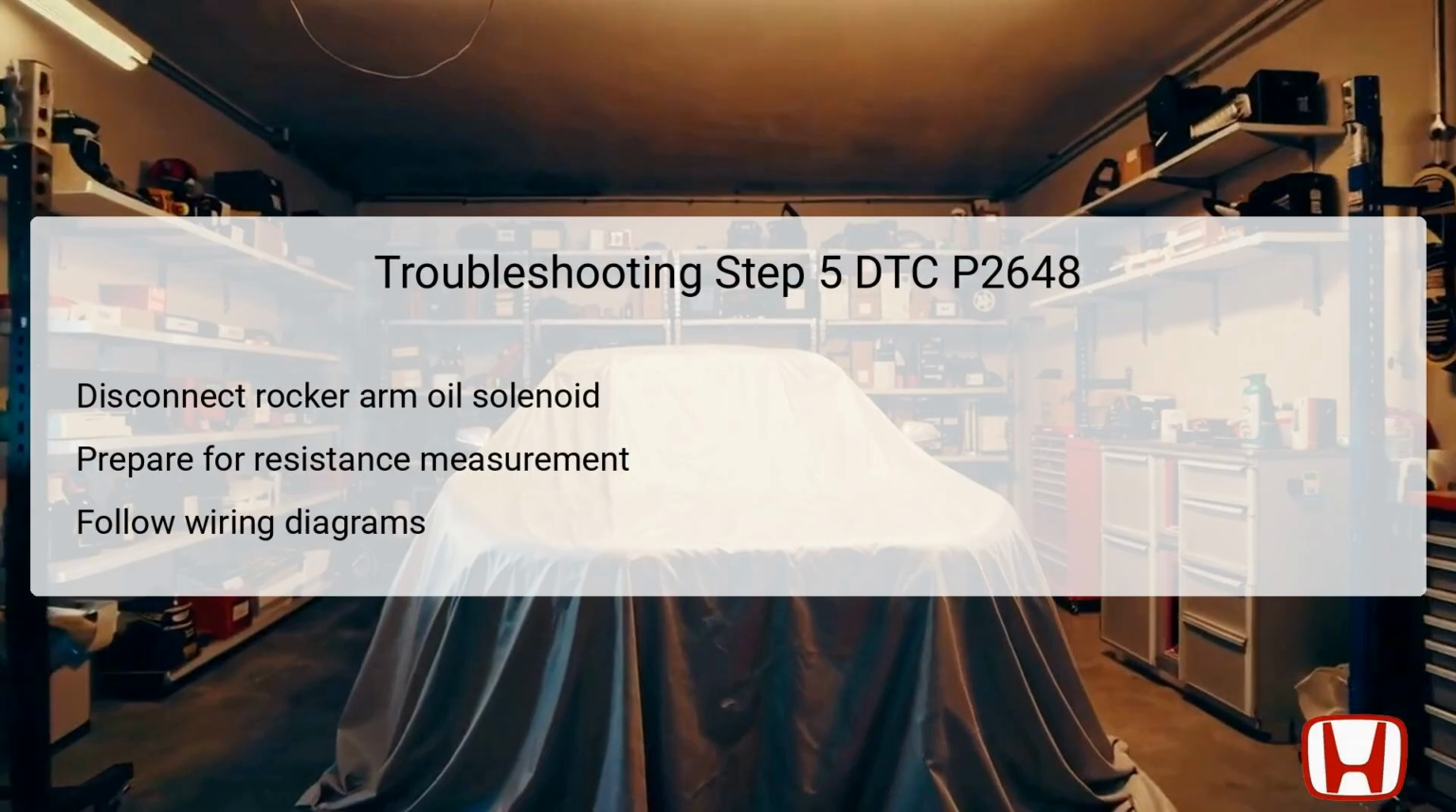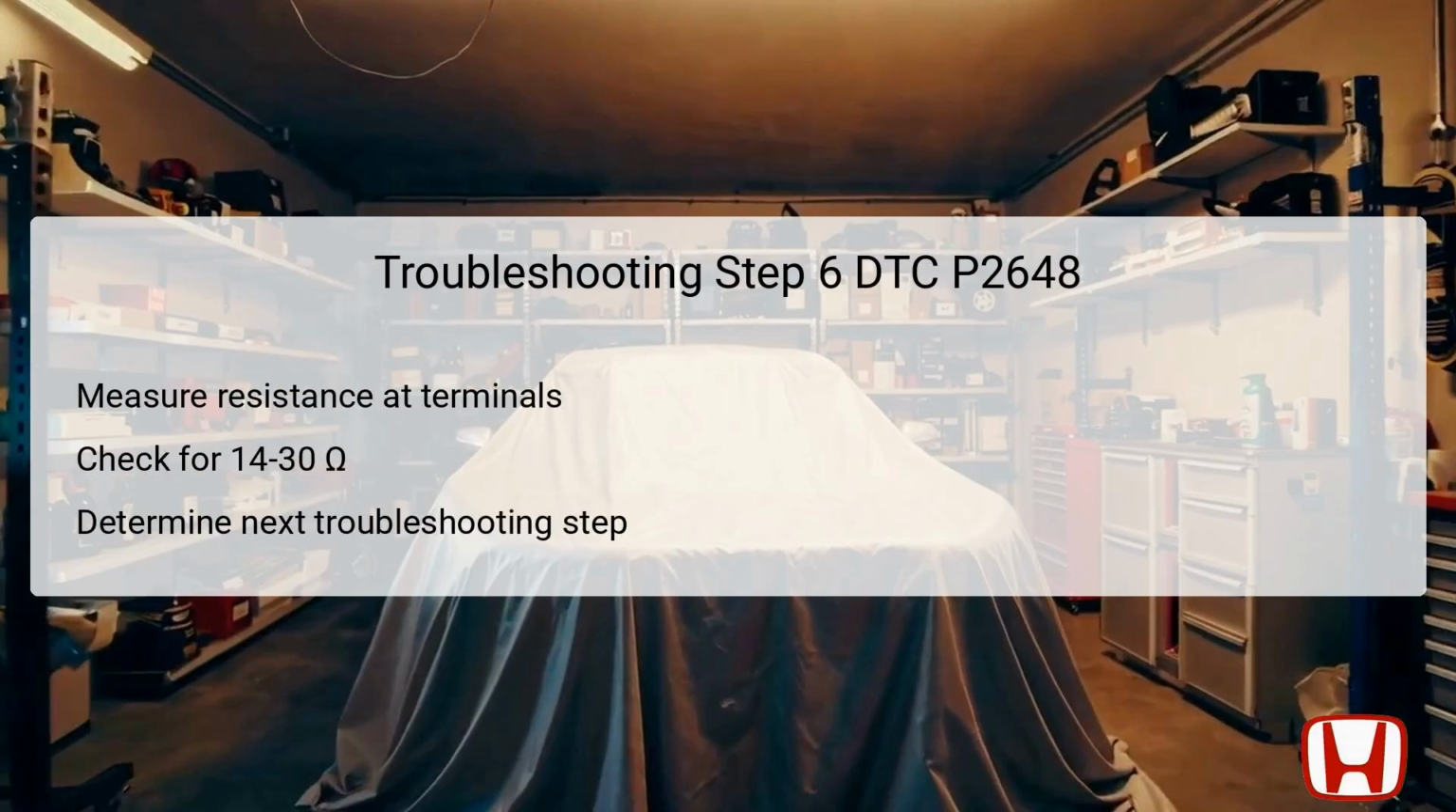Following wiring diagrams is crucial during this process, as they provide necessary visual aids to navigate connections accurately. Proper measurement can confirm or rule out the solenoid's operational integrity, shaping further troubleshooting efforts. At this stage, the technician will measure the resistance between the rocker arm oil control solenoid's 2P connector terminals, specifically looking for a reading between 14 and 30 ohms at room temperature. This specification determines whether the solenoid is functioning appropriately.